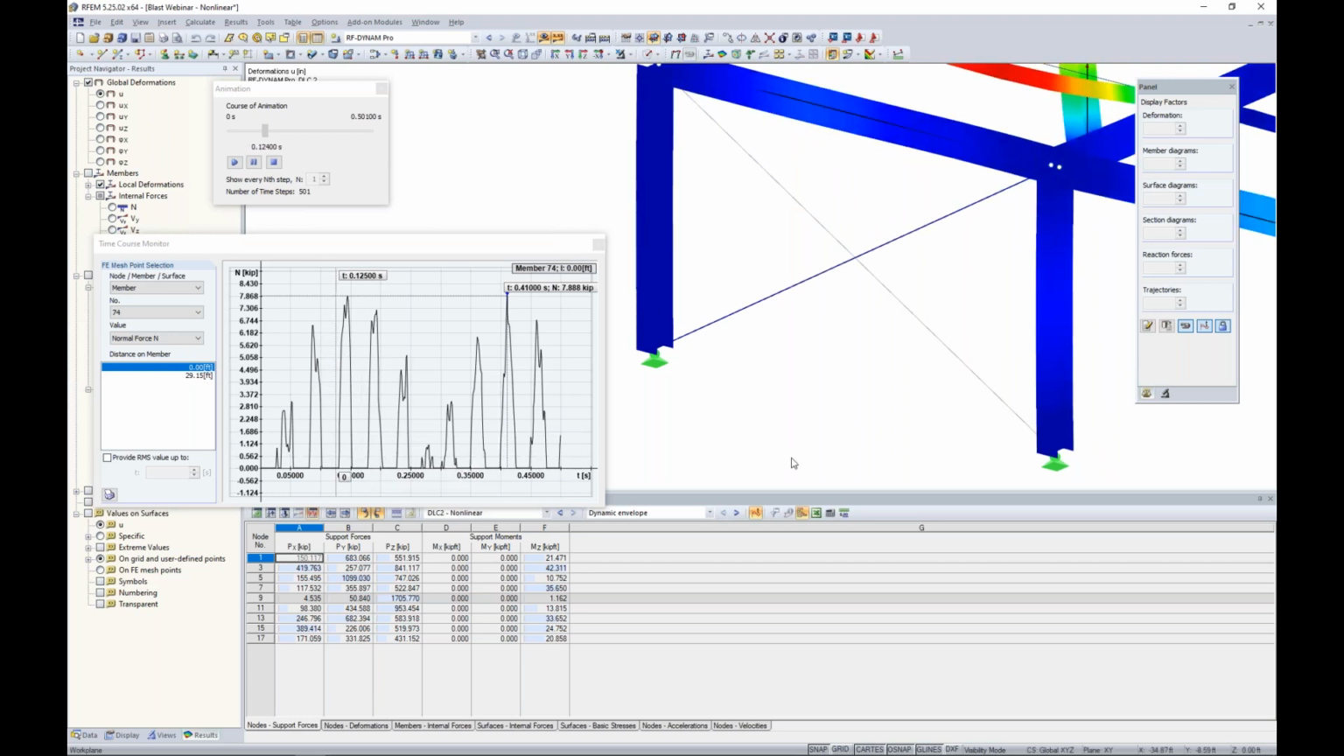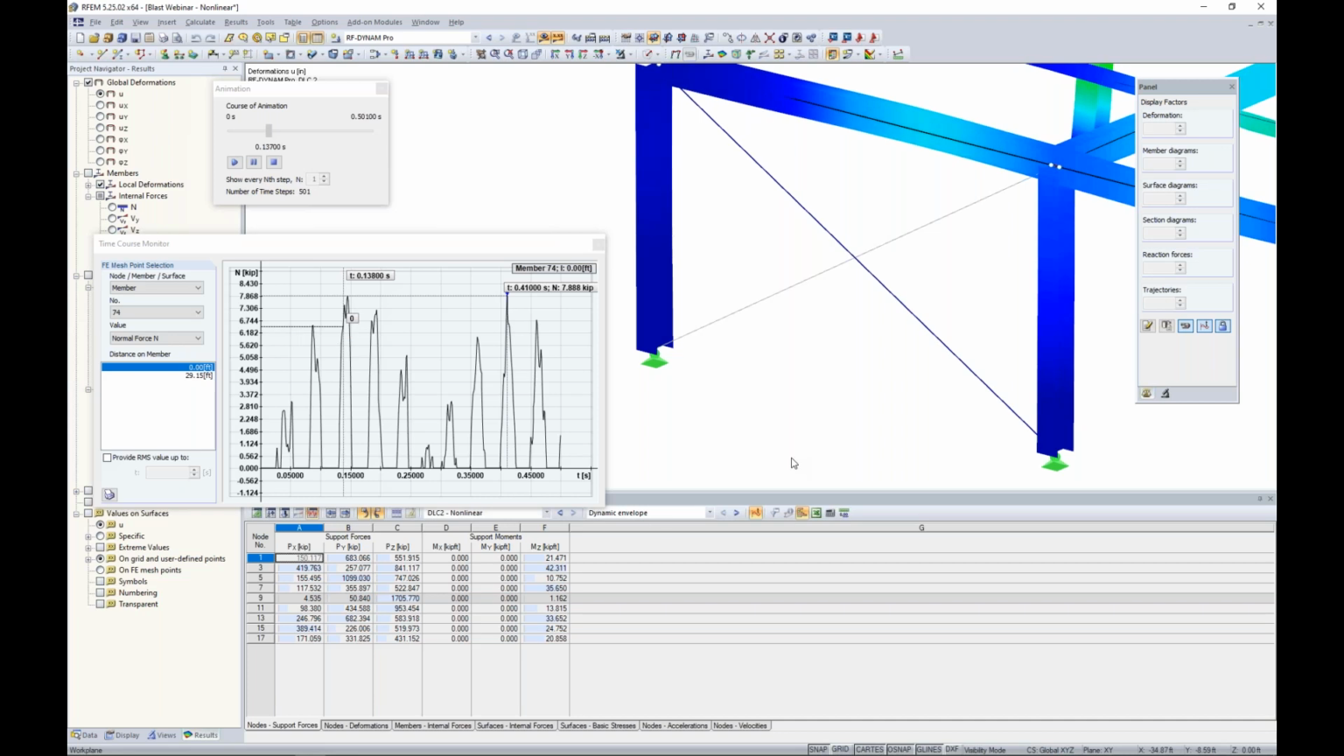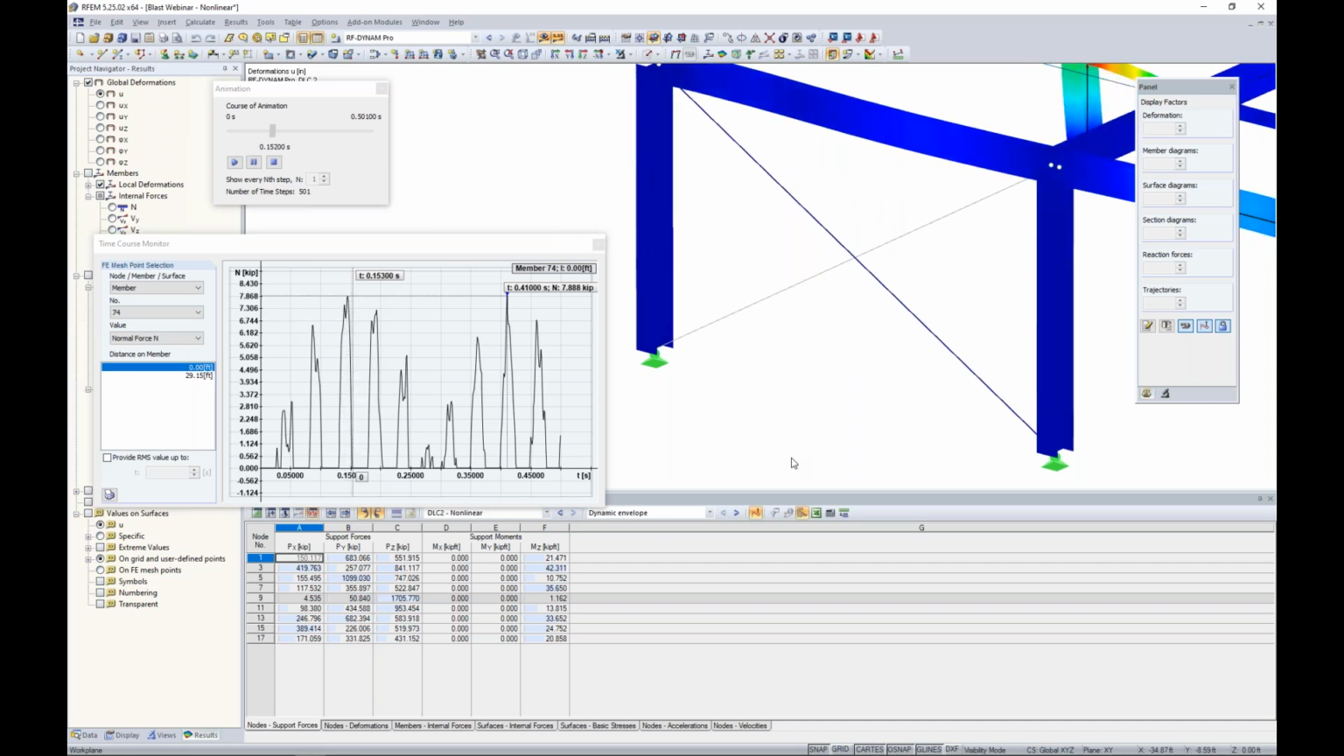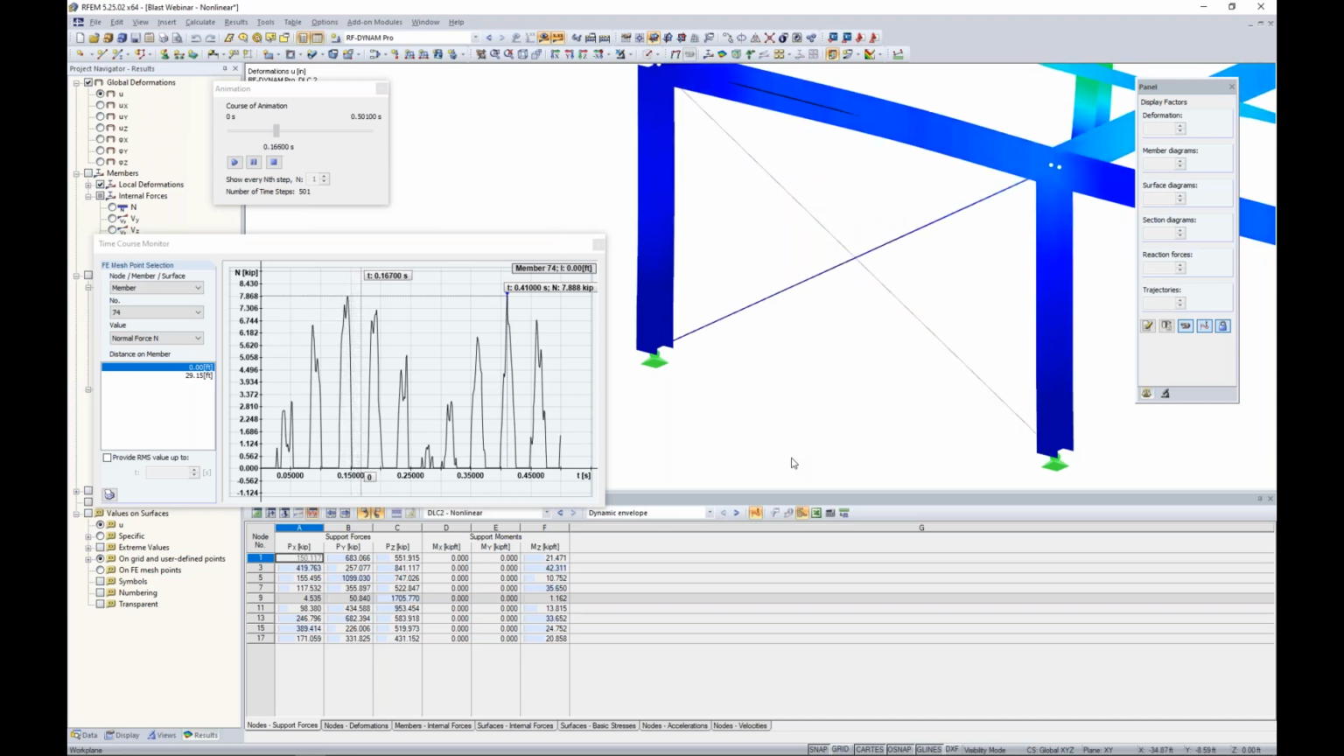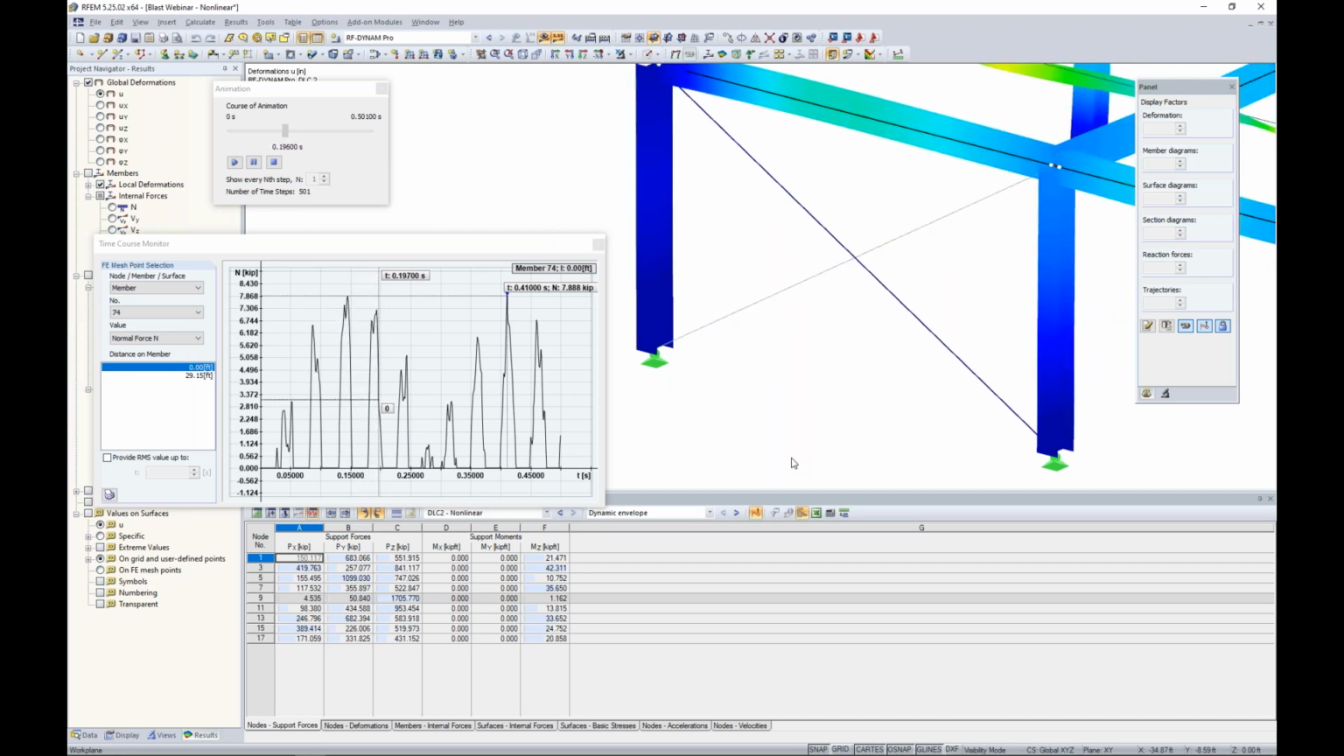So certainly a big advantage here if we have those nonlinearities that we want to account for with this blast analysis or any type of nonlinear time history, we would want to utilize these nonlinear solvers.